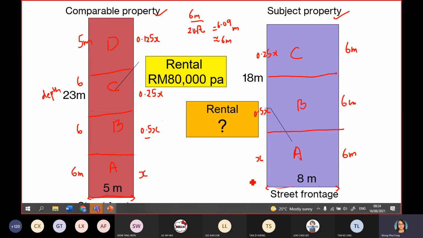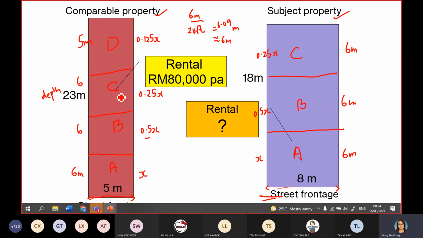Okay, now let you think. Why do we have to assume A is X? Why not assume D is X there? Here is the street, in front here is the street. So anyone, can you guess why A should be expensive? Why, the more we go to the back of the shop, it becomes cheaper? Why is A the most expensive compared to B, C, D?